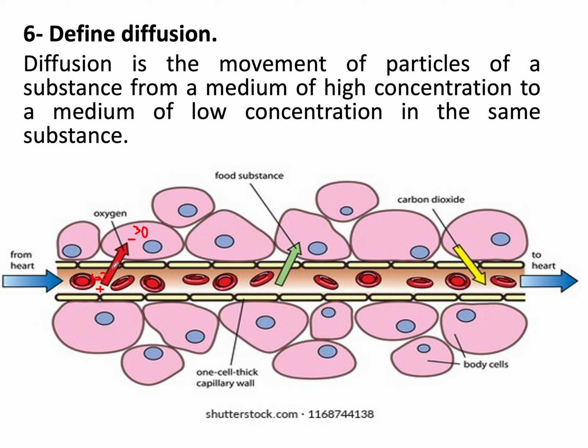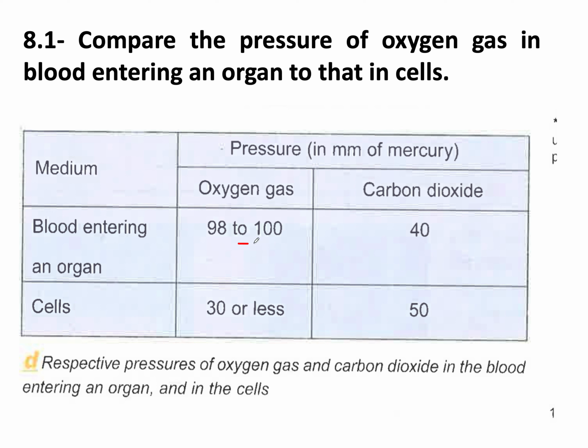So which one is higher? The pressure of oxygen in blood is higher. Because of that, the oxygen diffuses from blood to cells and not from cells to blood. I can see that it is more here than here. So diffusion of oxygen takes place from blood entering an organ to cells and not from cells to blood at all. Similarly for carbon dioxide, it is higher in cells and lower in blood, so it diffuses from cells to blood.